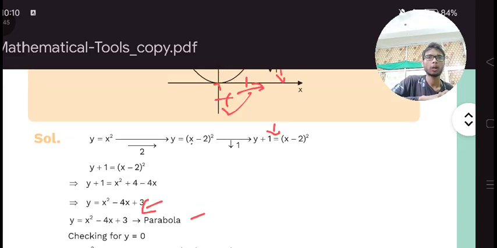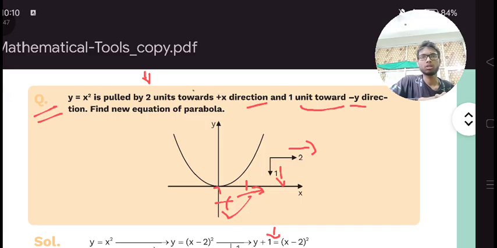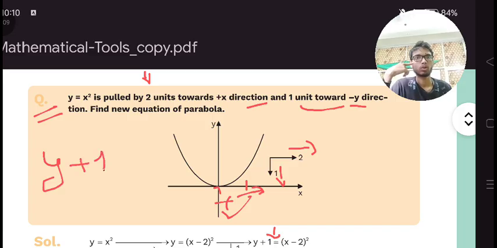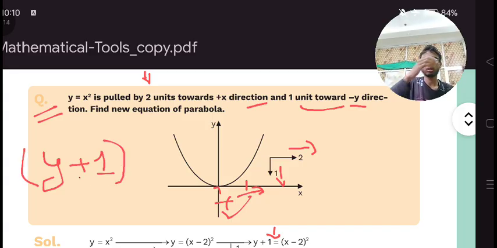What is happening over here? The question was saying if the curve is pulled in the minus y direction by 1 unit, so it is going in negative y. So that's why can we say that y plus 1. What is the meaning of this? y plus 1, the meaning of this is that the curve is going in the negative y direction by 1 unit, okay.